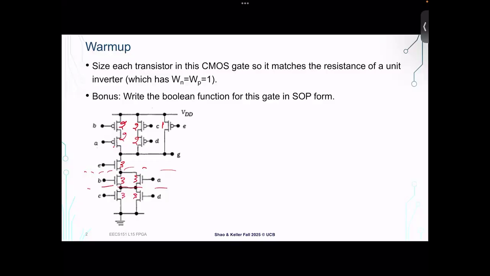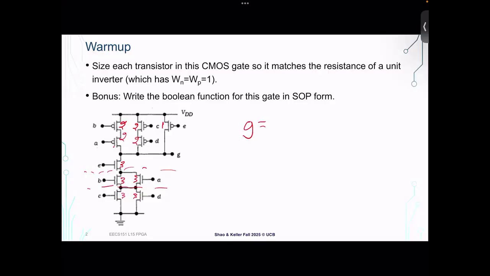Okay, and for the bonus question, you would need to filter back into your brain about Boolean logic, sum of products form. Recall, of course, that you can do this either from the PMOS or the NMOS network. Doing it from the PMOS in this case is a little more convenient because it just winds up in sum of products form naturally.